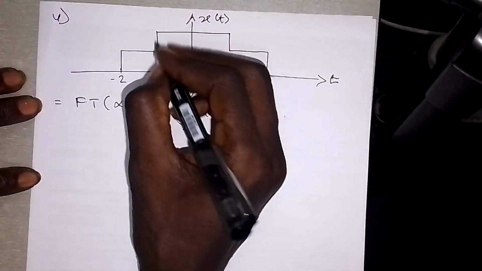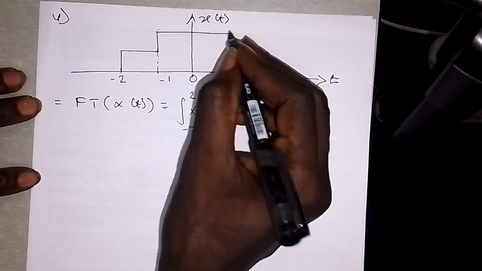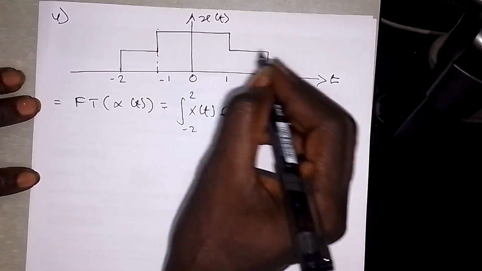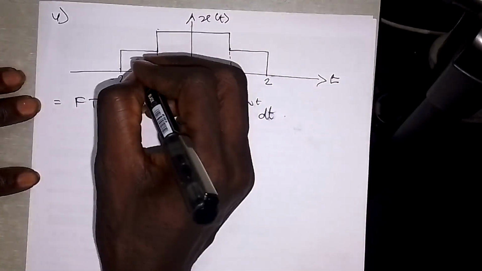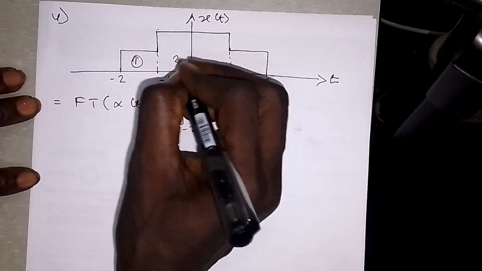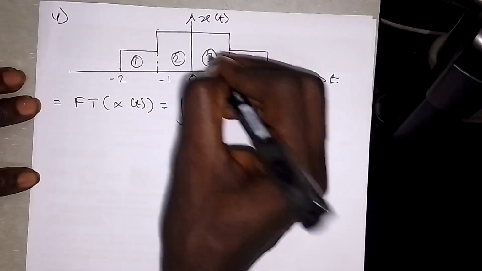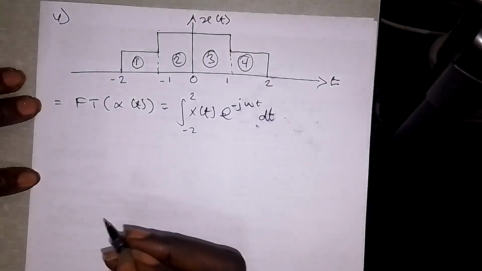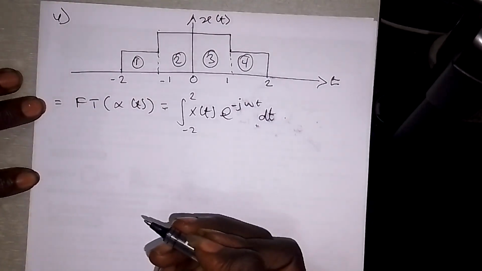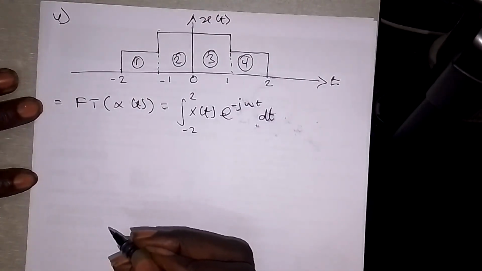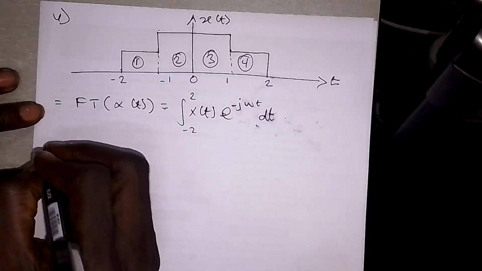But actually you see that it is steps. From here to here is one area, here to here is one area, here to here is one area, and here to here is another area. So I have to break them into 1, 2, 3, and 4, these 4 areas. So to break them into these 4 areas, this is how I will do it.